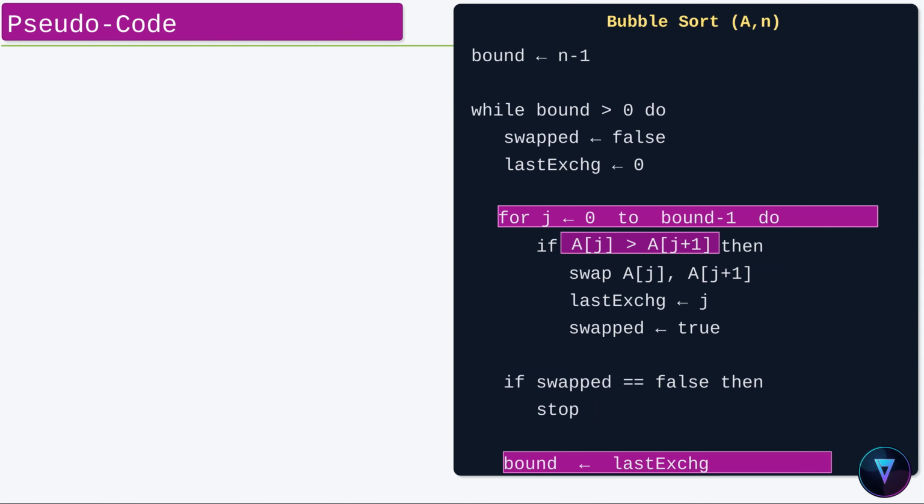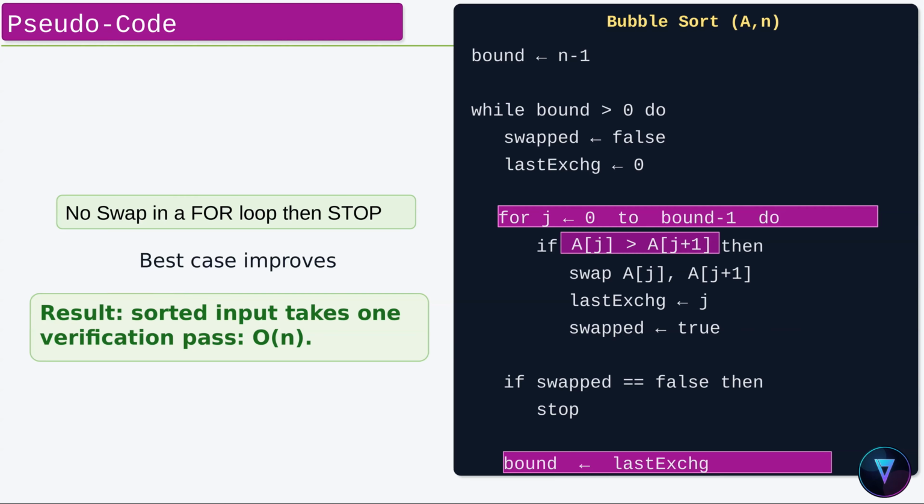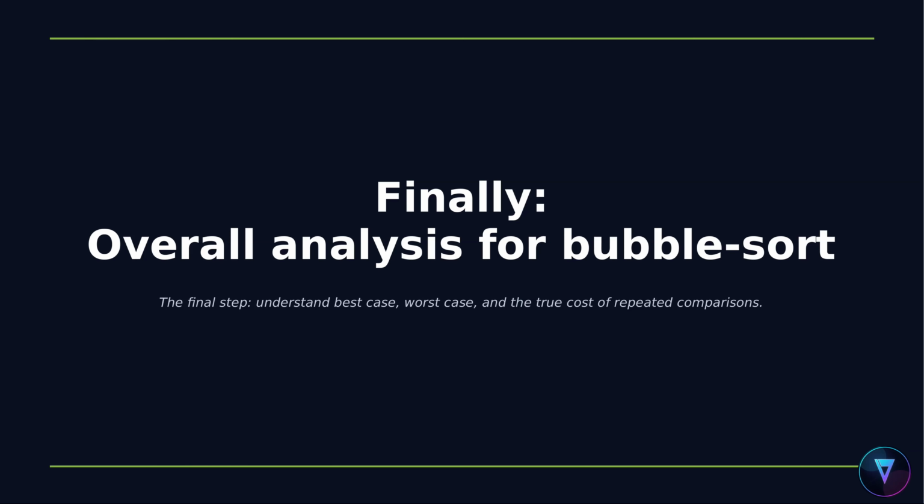Right. Early stopping. It also optimizes the next pass. Instead of checking the whole list again, it shrinks the search area by setting bound to lastExchg. Oh, wow. So it completely stops checking the end of the list that is already sorted. Yep. This smart stopping gives a best-case time complexity of O of n. If the list is already in order, it just walks through it once and stops.